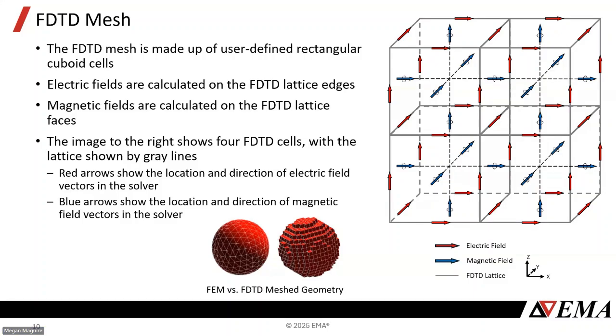And finally, this is just an example of what the FDTD mesh looks like relative to the original geometry. So you can see that for things that have a lot of curvature, you'll want to use a smaller mesh cell size in order to resolve those details if that's needed.